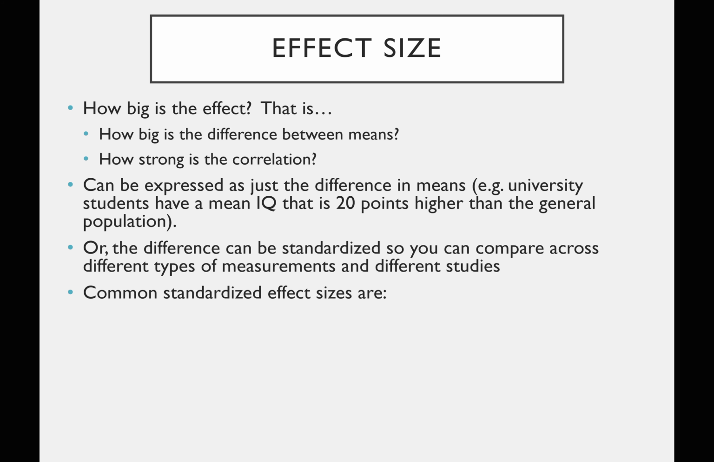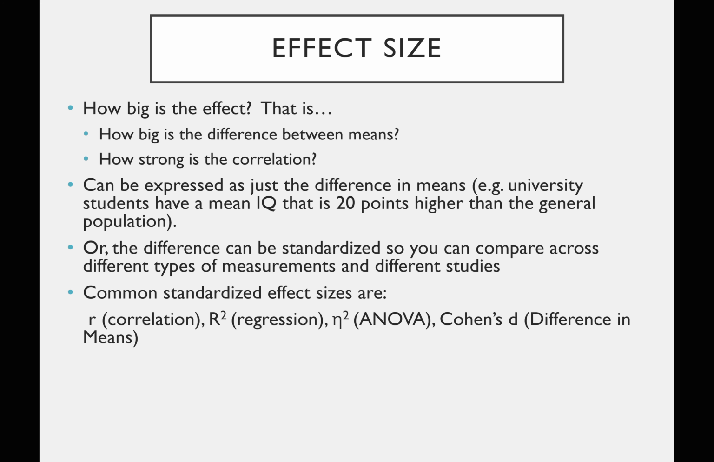Some common standardized effect sizes include r for correlation. Remember we talked about whether it is a weak correlation or a strong correlation. We also use r squared in regression. When we covered regression, we talked about how r squared tells us basically how good the model is. Is it a really good model that explains a lot of the variance, or a pretty bad model that doesn't explain very much variance?